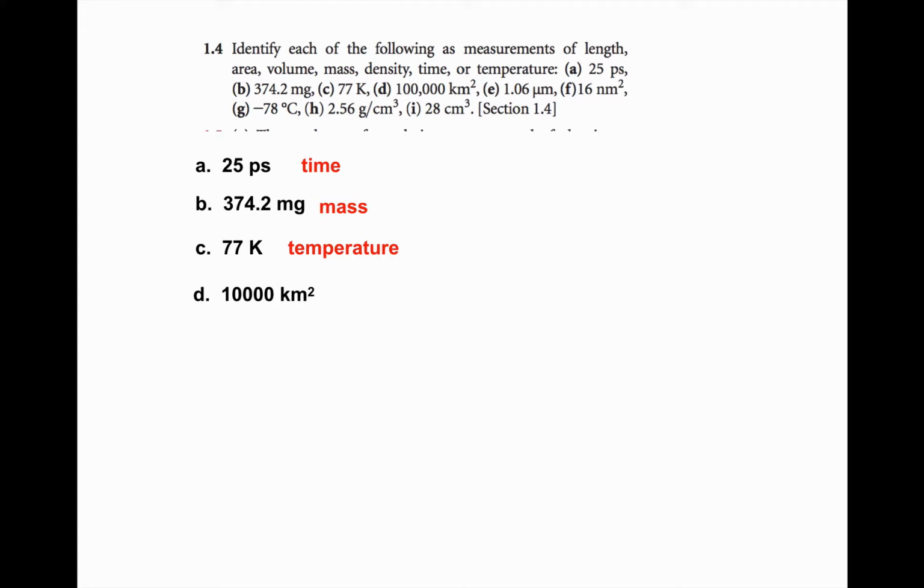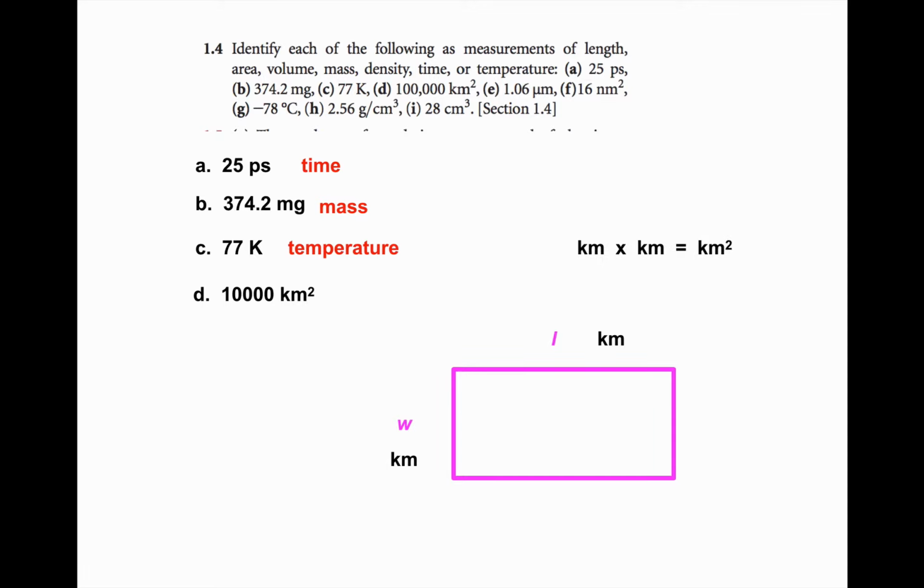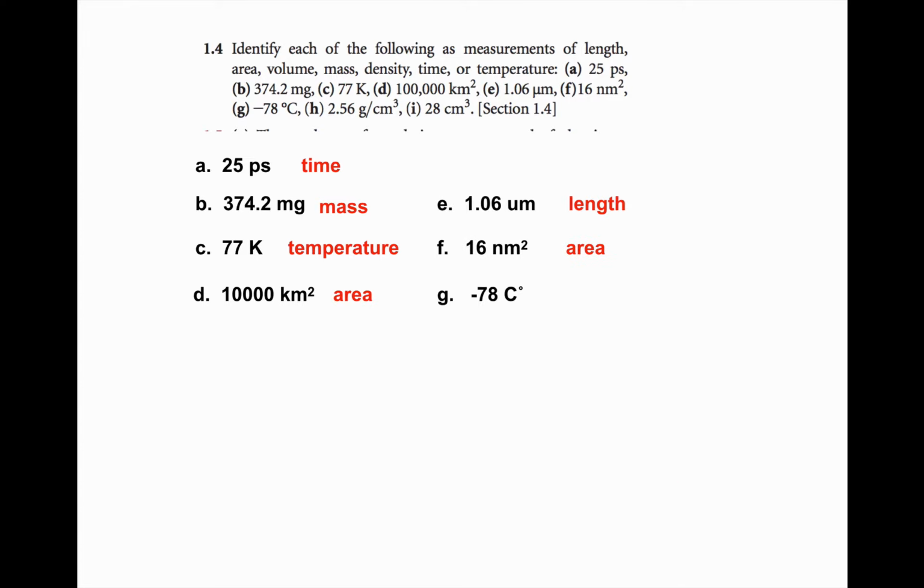10,000 square kilometers. All right, so square kilometer. This brings up what's called a derived unit. A derived unit is when you take 2 or more base units and put them together to come up with a new unit. So if I multiply length by width, kilometer by kilometer, I get kilometer squared. Kilometer squared is the derived unit for area. E is micrometer. Micro is a millionth, so micrometer is a measurement of length. Nanometer squared is a unit for area. And then we get to 78 degrees Celsius.